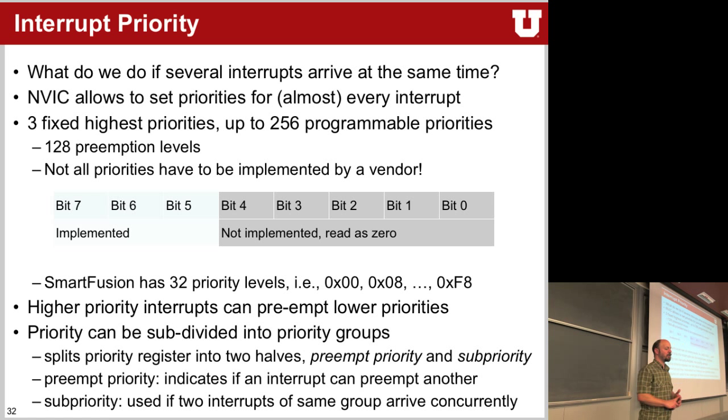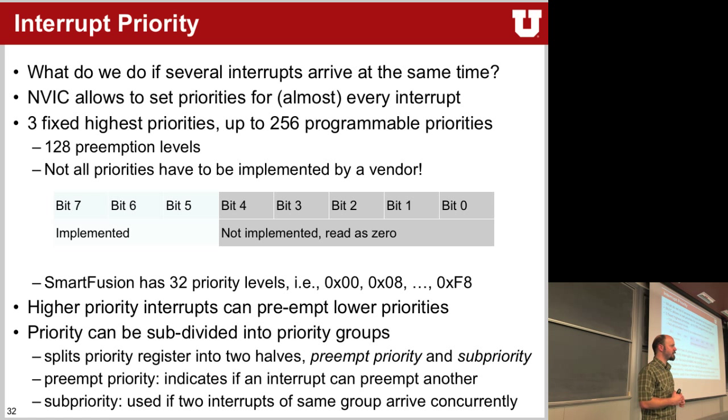3 fixed highest priorities. So you have 3 fixed priorities that are the highest priorities. They're not configurable at all. So that's priority -3, -2, and -1. And then you have up to 256 programmable priorities. So you can have up to 256 different priorities for your interrupts themselves. Now, vendors don't have to implement all of these 256 priorities.